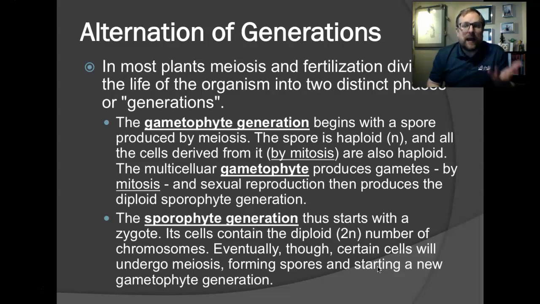So the gametophyte generation begins with a spore produced by meiosis. So the spore is haploid. And all cells derived from it by mitosis will also be haploid. The multicellular gametophyte produces gametes by mitosis, and sexual reproduction then produces the diploid sporophyte generation. The sporophyte generation thus starts with a zygote, right? If we've got two haploid cells that come together, they're going to make a diploid cell, a zygote, and its cells contain the diploid number of chromosomes. Eventually, though, certain cells will undergo meiosis, forming spores, and starting a new gametophyte generation.